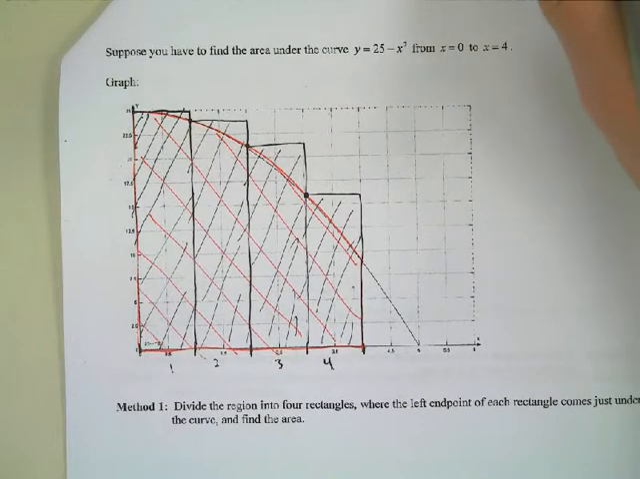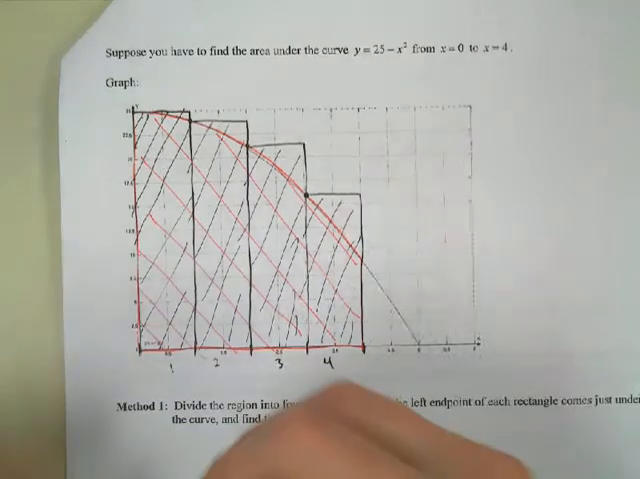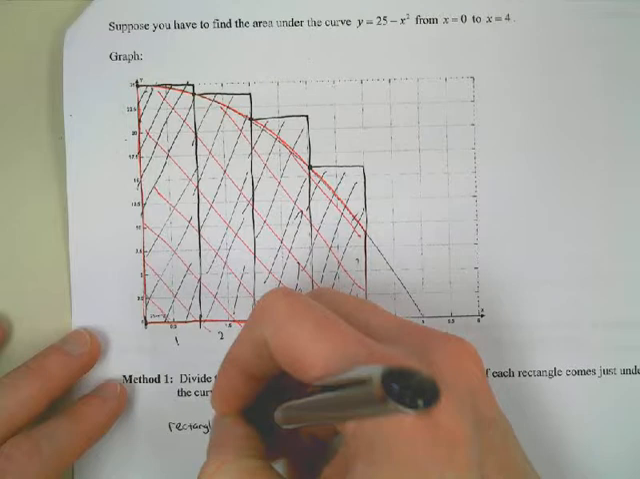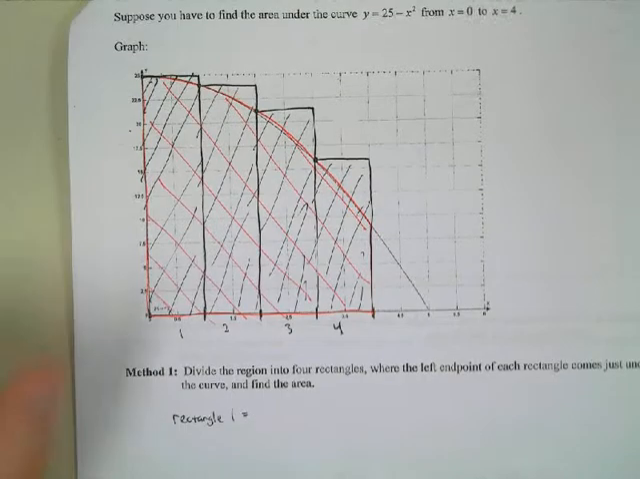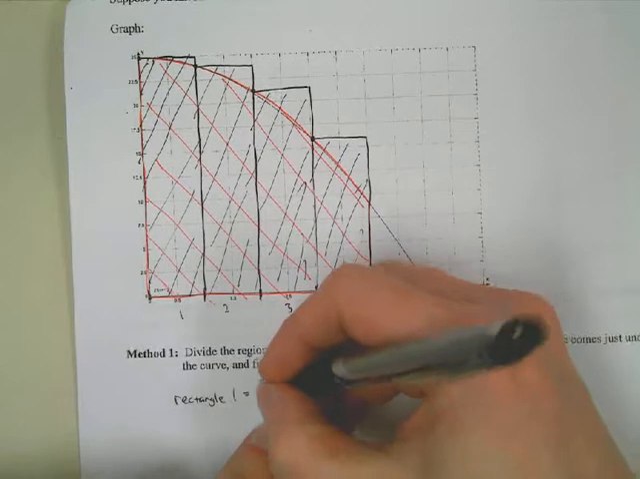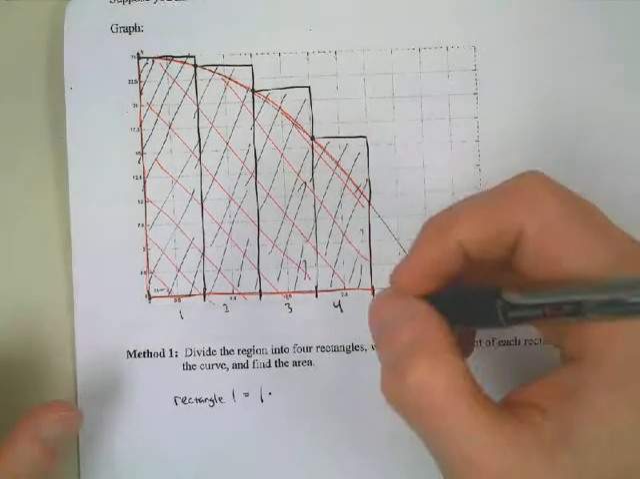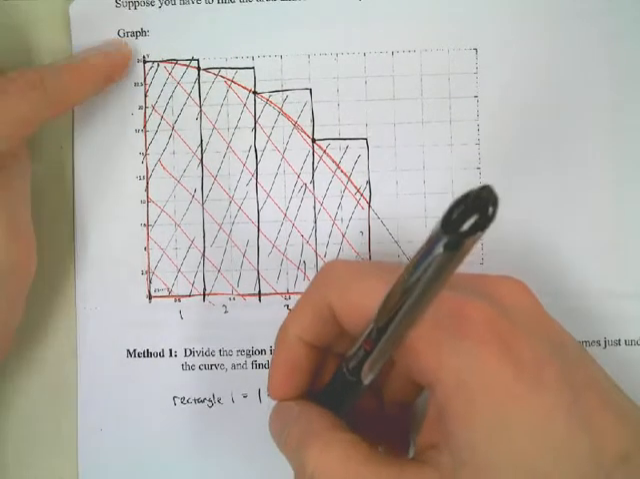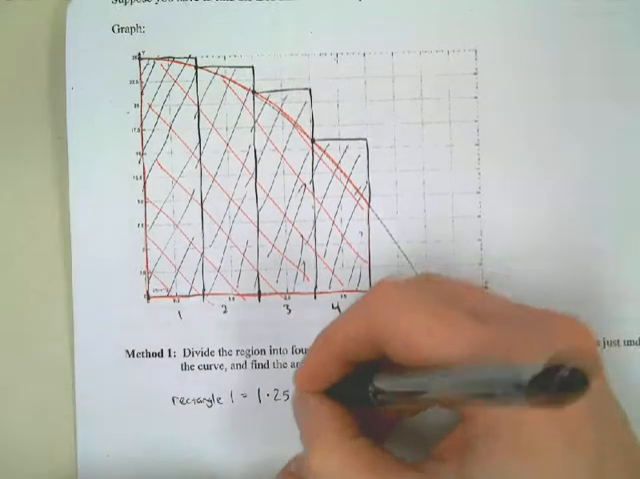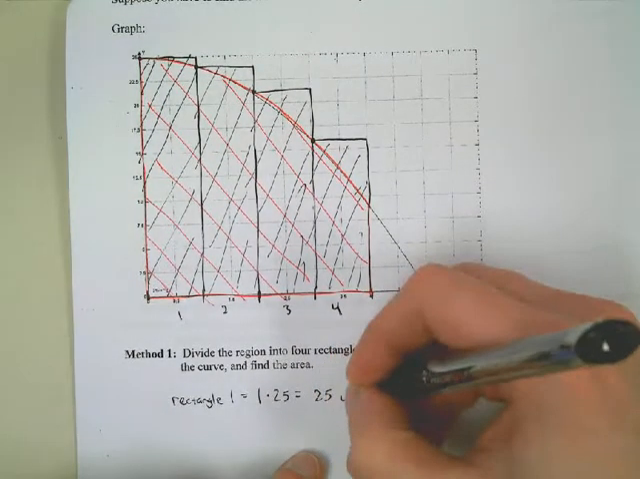So we're going to find the area. So let's find the area of rectangle 1. All right. What is the area of that rectangle? Well, we know the width is what? 1 times, and what's the height of that rectangle? 25, right? It goes from 0 all the way up to 25 there. We can see that in the graph. So then the area of that rectangle is 25 units squared. Okay, let's look at rectangle 2.